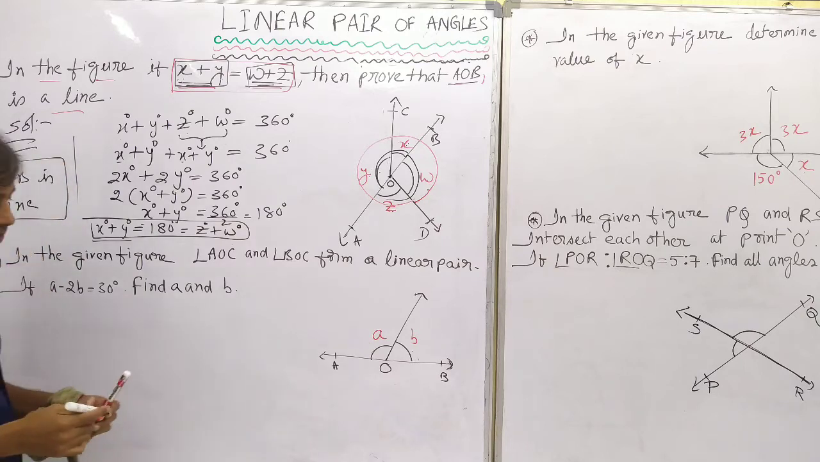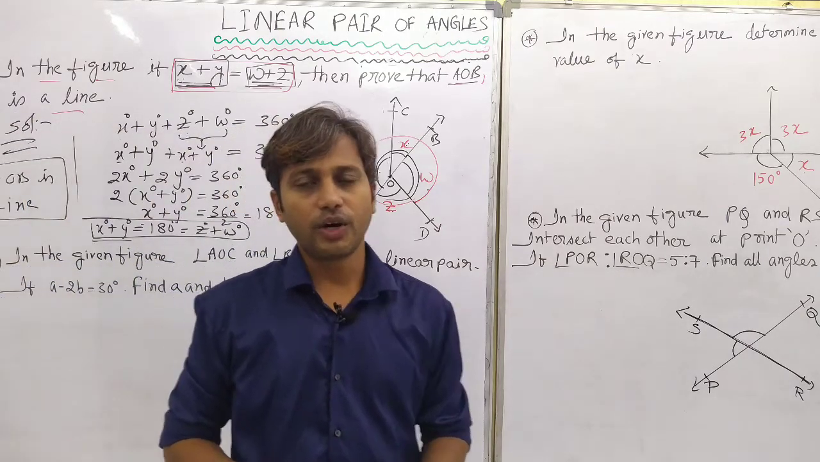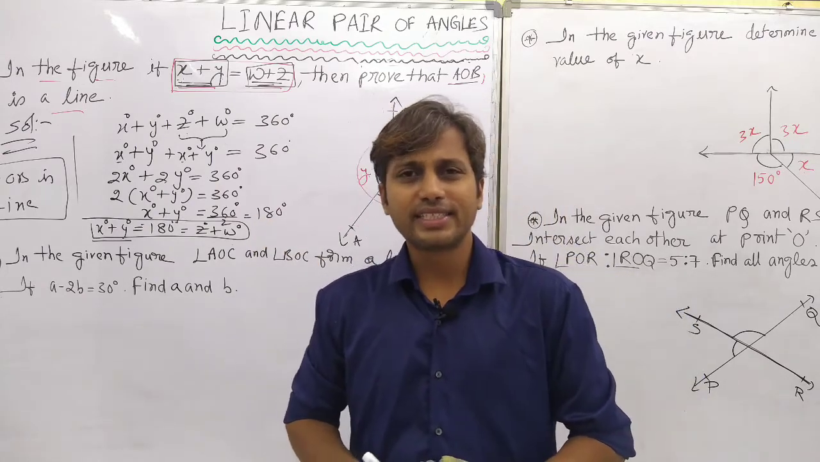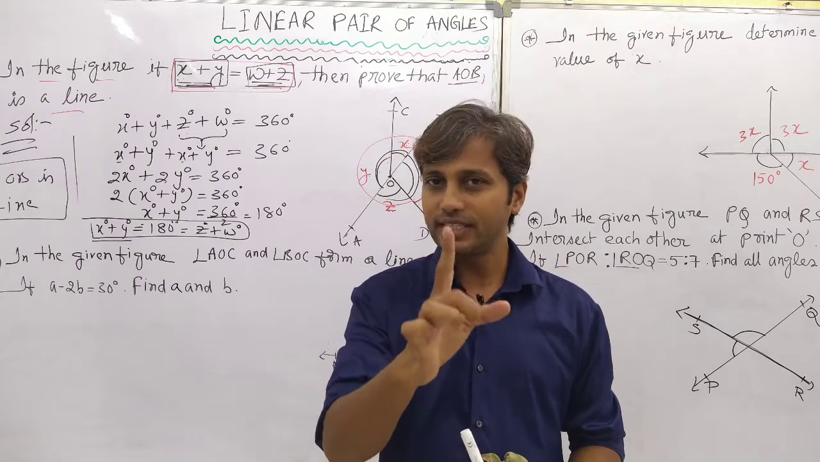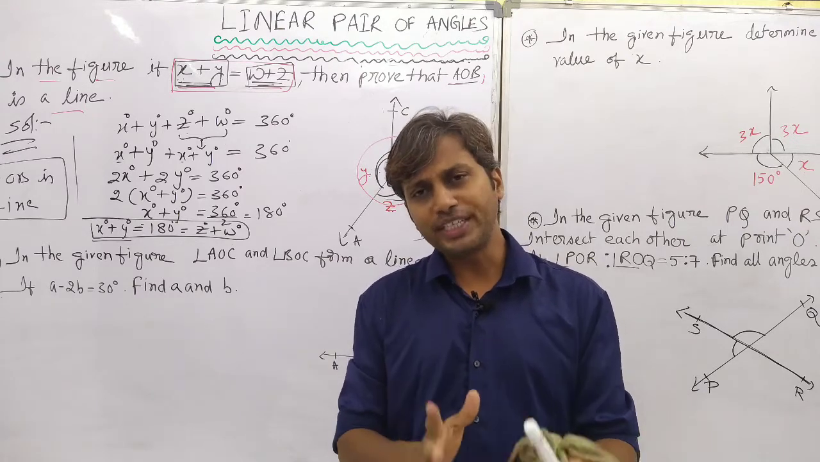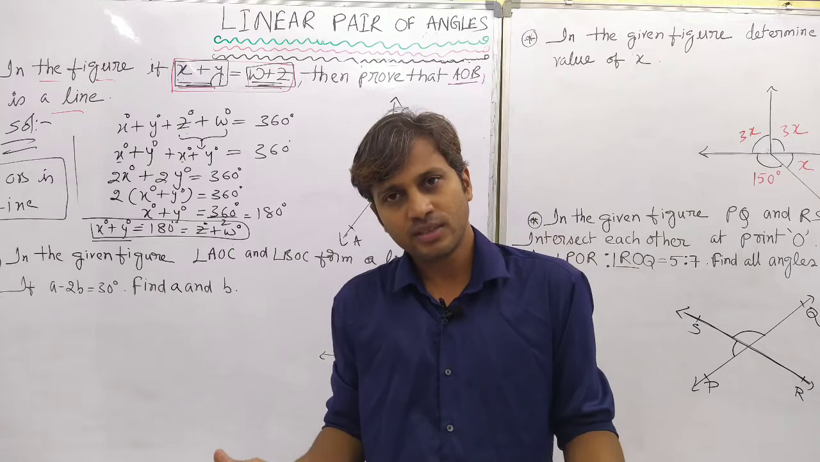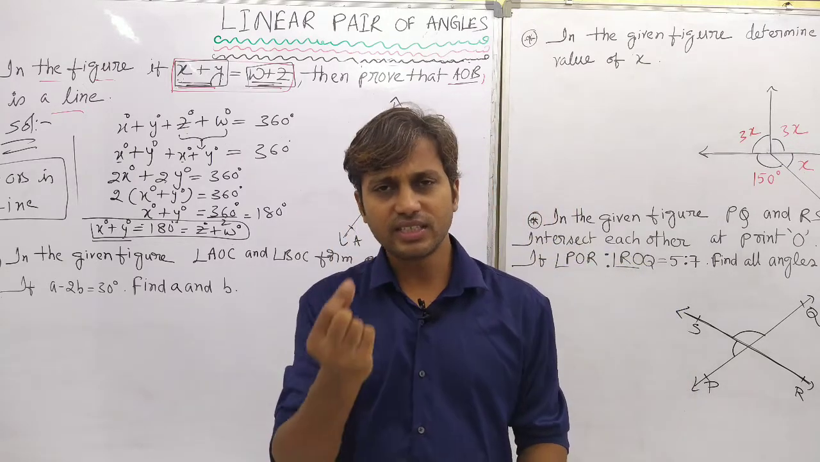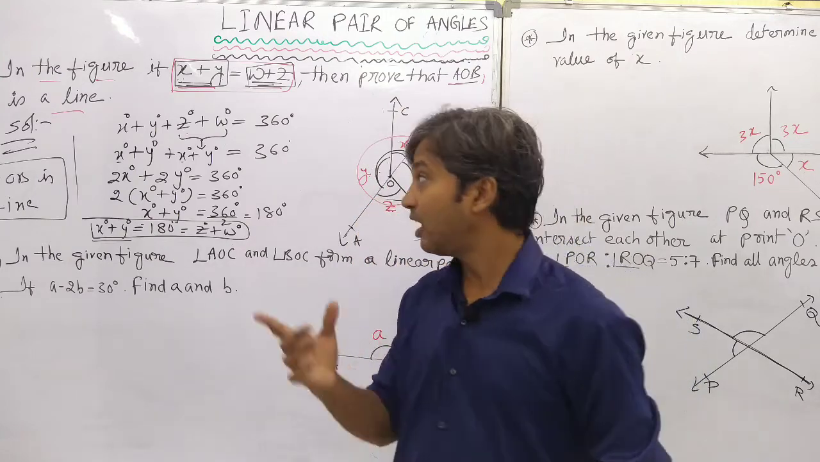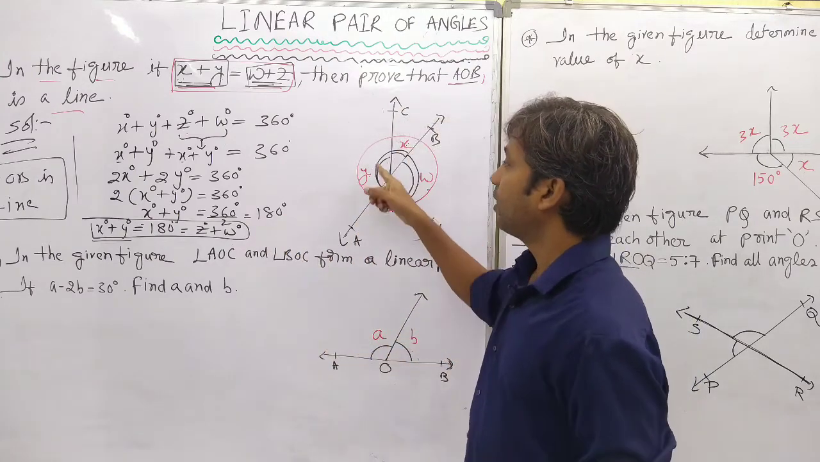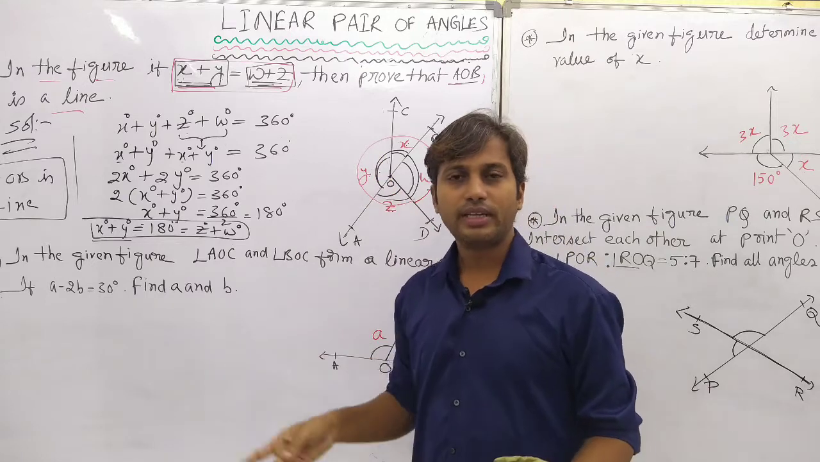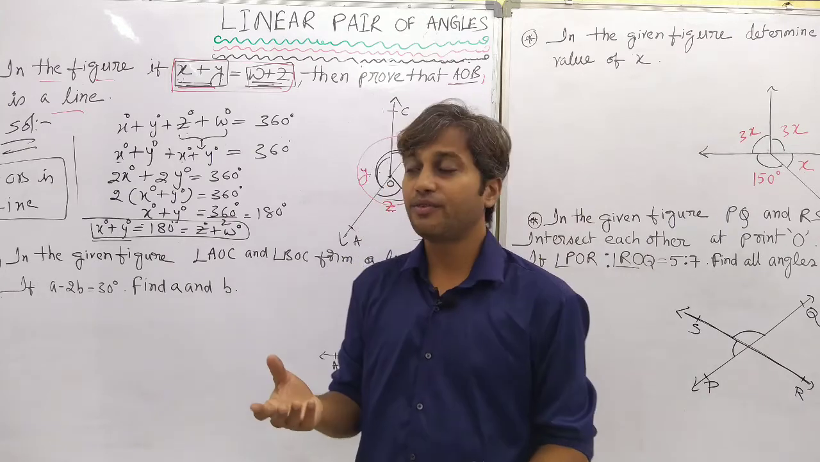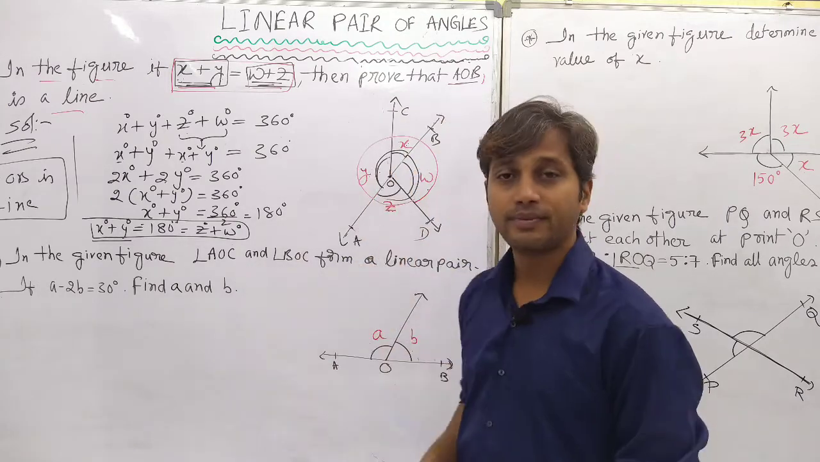Got it, friends? So tell me, for doing this problem, what do we need? It's just the sum of all the angles. The complete angle value is 360 degrees, and even if you split it into many small angles, summing them all gives you 360 degrees. It's a small property. And after that, you need to follow the linear pair. A linear pair of angles is always supplementary. Following these two rules, you can solve this problem.